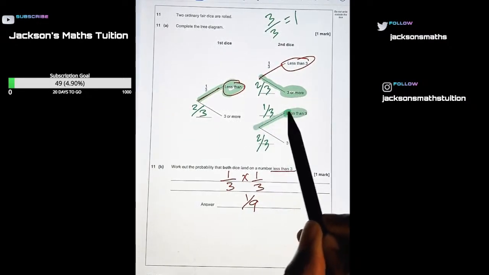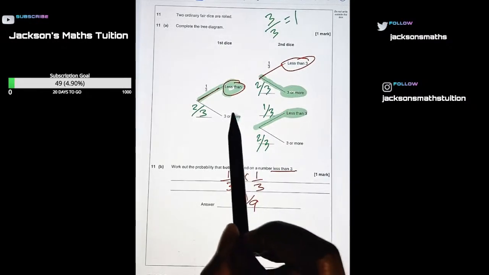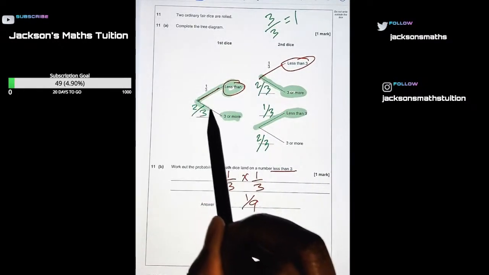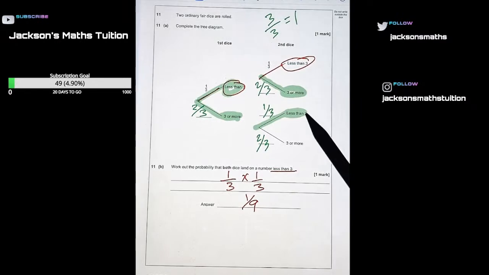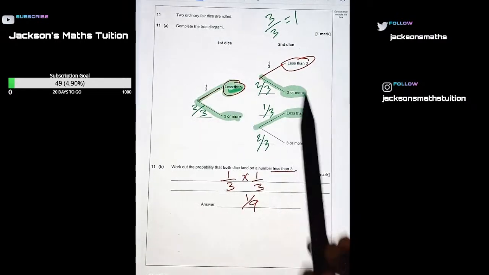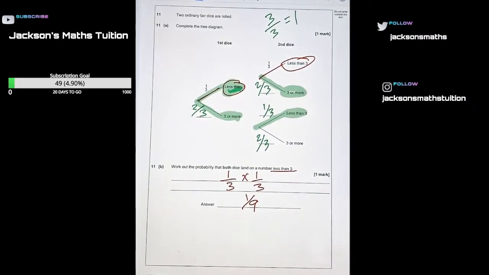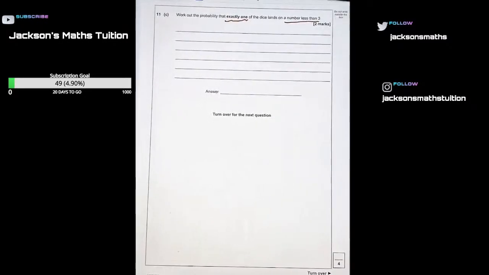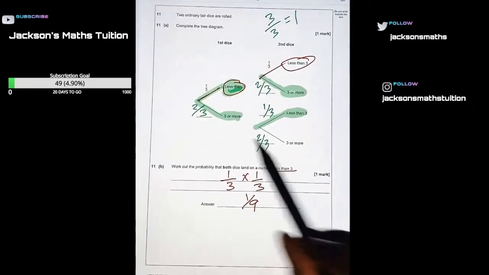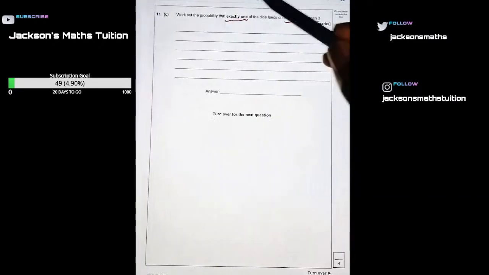This one has less than 3. And that goes with 3 or more. Okay? So out of these two, you have to have it one time. Once. Here. So that's 1/3, 2/3.